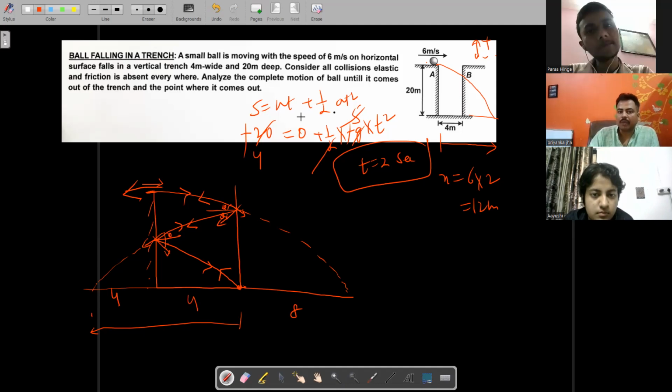So it is asking how much time it will take, right? In 2 seconds, it will come down from here to here, here to here, here to here, and since all collisions are elastic, in the same 2 seconds it will go up as well. So the total time it will take during the entire journey is 4 seconds.